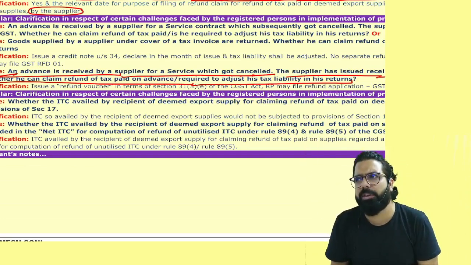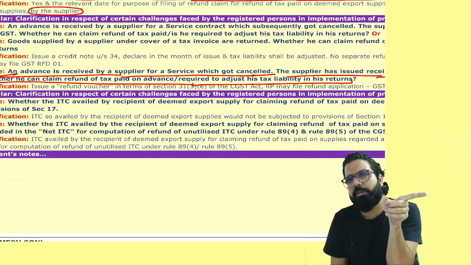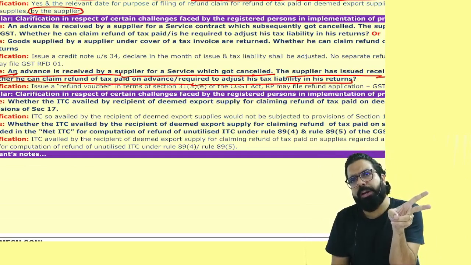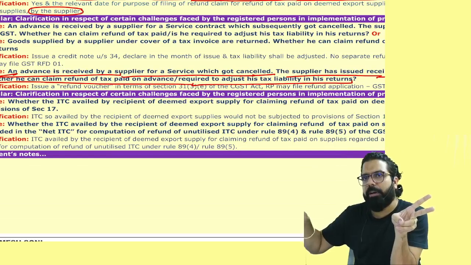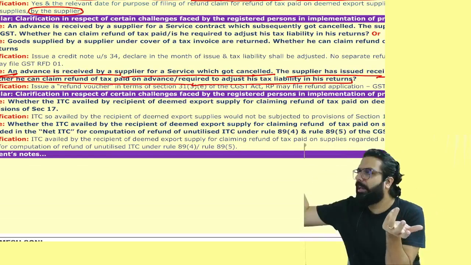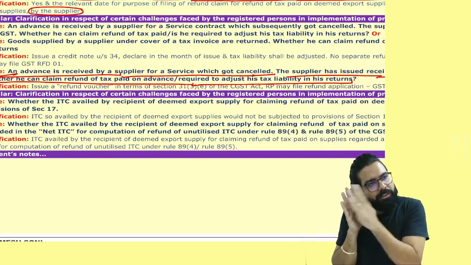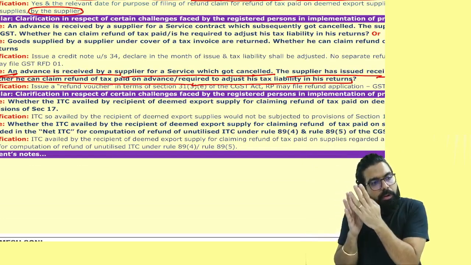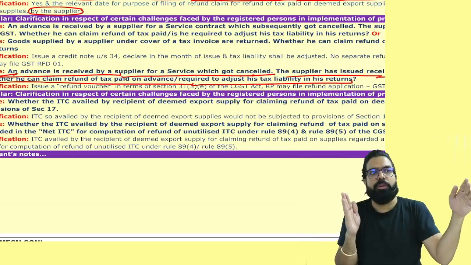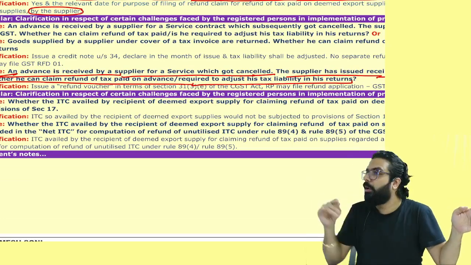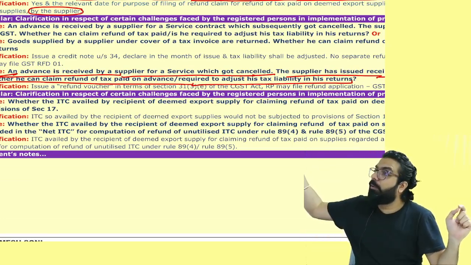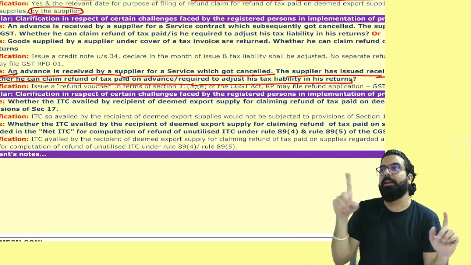People, I'll tell you one thing. If you already issued an invoice, to cancel the invoice you have to issue a credit note and you can adjust your liability. But if you don't have anything to adjust, then claim a refund. If you issued a receipt voucher, then how will you refund? Refund voucher. When you issue a refund voucher, you can't adjust. You have to file a refund application and take a refund from the government.